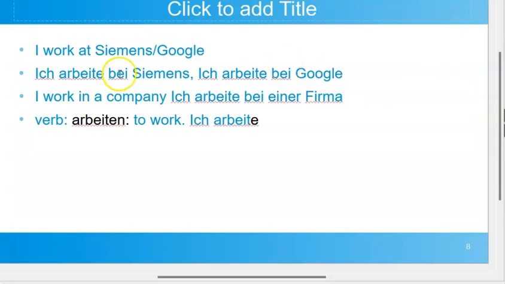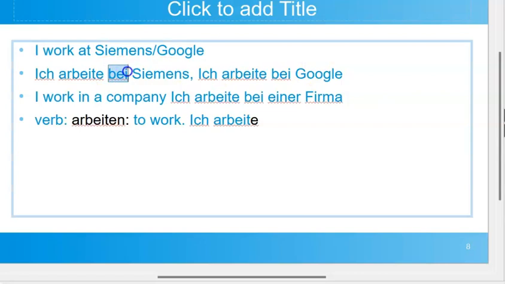So, here bei is a preposition. Again, a new thing here to learn. Now, bei can have different meanings. Sometimes it can mean a preposition as at, and sometimes it also has a different meaning. We will come to it later, but for now you can learn this. Ich arbeite bei Siemens. So, I work at Siemens. Und ich arbeite bei Google.